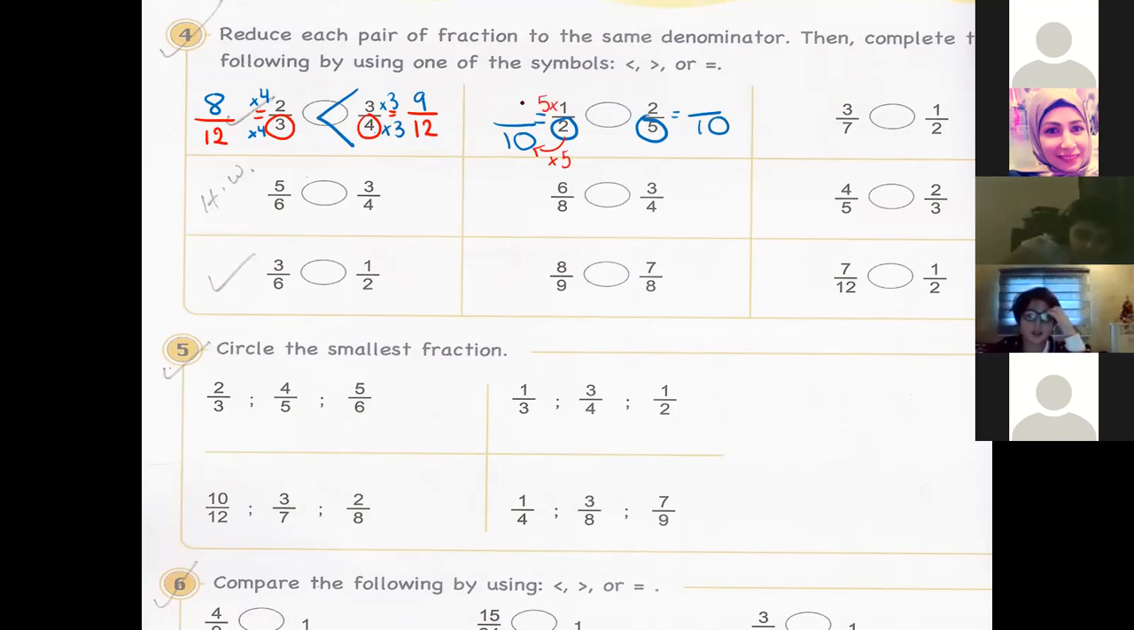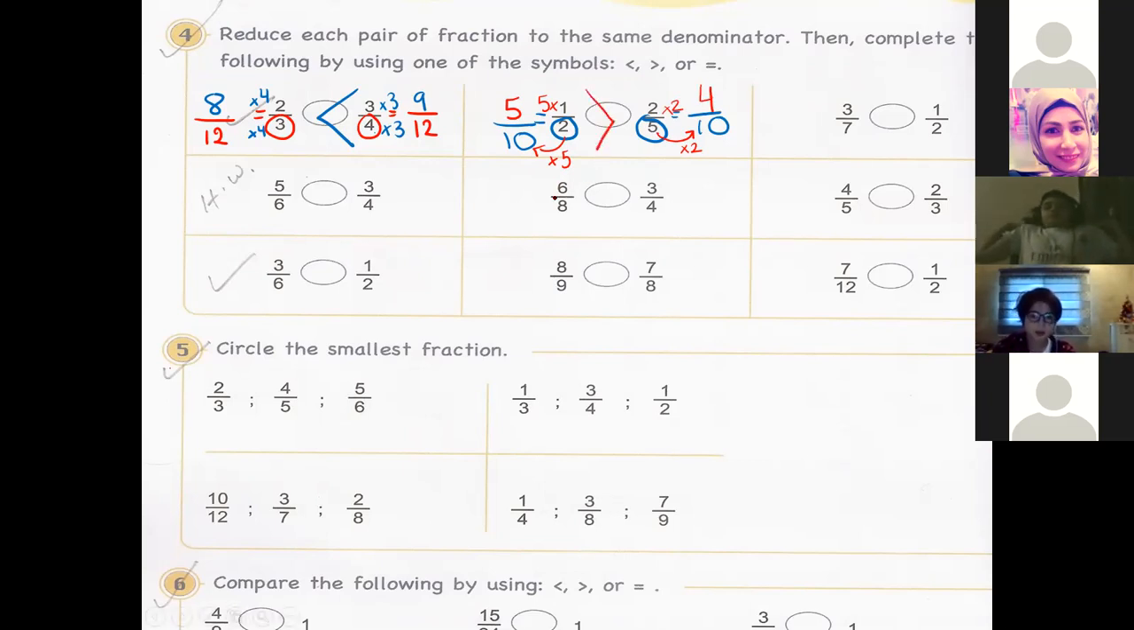1 times 5, Ahmad? 5. The second one: 2 times 2, 5 times 2, 10. Multiply up by 2. 2 times 2? 4. Compare 5 over 10 or 4 over 10? 5 over 10 is the biggest. Okay, is it clear?